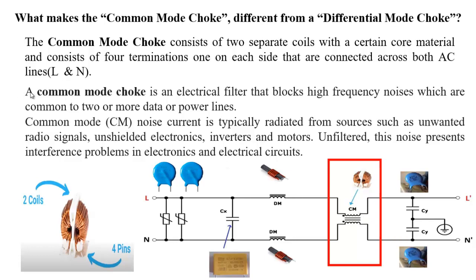Common mode choke. A common mode choke is an electrical filter that blocks high frequency noises which are common to two or more data or power lines. Actually, this coil filters out those high frequency noises which are common in both lines. Common mode noise current is typically radiated from sources such as unwanted radio signals, unshielded electronics, inverters, and motors. Unfiltered, this noise presents interference problems in electronics and electrical circuits.